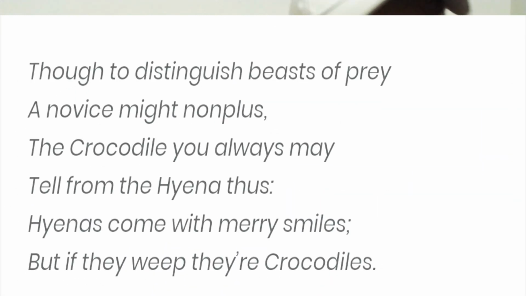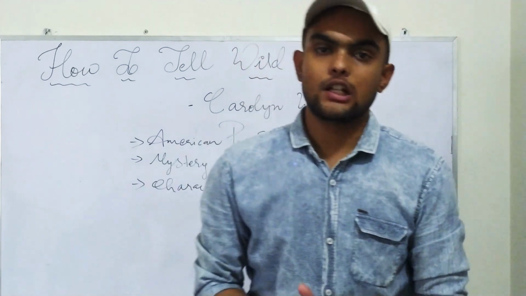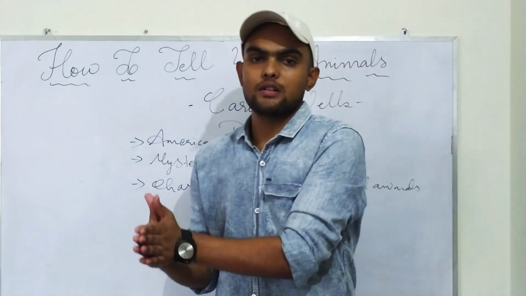And moving to the second last stanza of the poem. Though to distinguish beasts of prey a novice might not be blessed, the crocodile you always may tell from the hyena thus. Hyenas come with merry smiles, but if they weep, they are crocodiles. Here, before moving to the stanza's explanation, we will see some words.